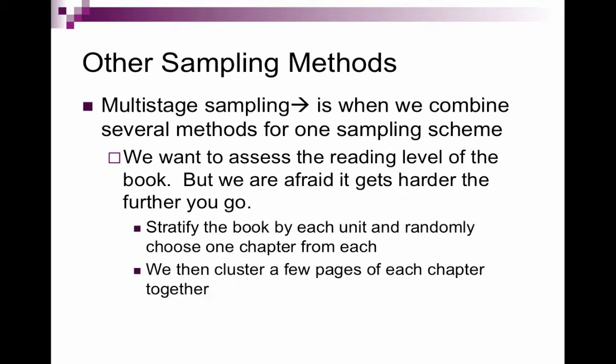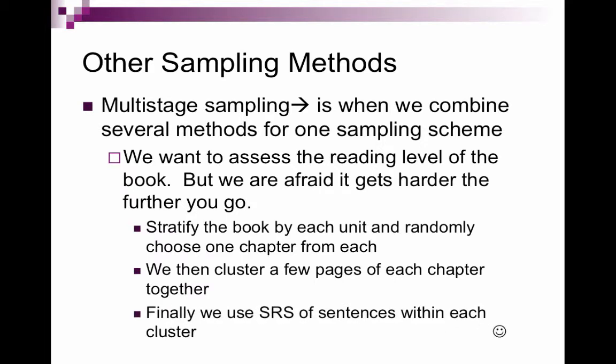Then we would cluster a few pages together. So I stratified by unit, and then I'm clustering the pages. And then I would use an SRS of the sentences within each cluster. Now, normally when you randomly select your cluster, you normally will do a census within the cluster instead of an SRS. So that also goes to multi-stage.